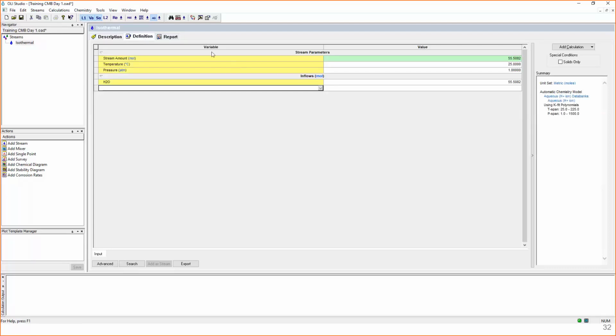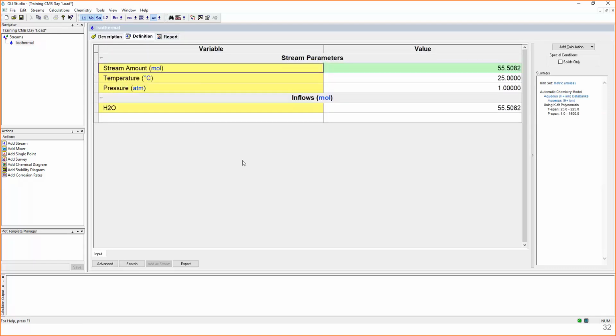You'll see that there are 2 sections here. The first section is the stream parameters. This has 3 different types of information. It has the stream amount, which is basically saying what is the size of the stream. Then you have the temperature and the pressure. These two values are always there by default: 25 degrees C and 1 atmosphere, room temperature and atmospheric pressure.